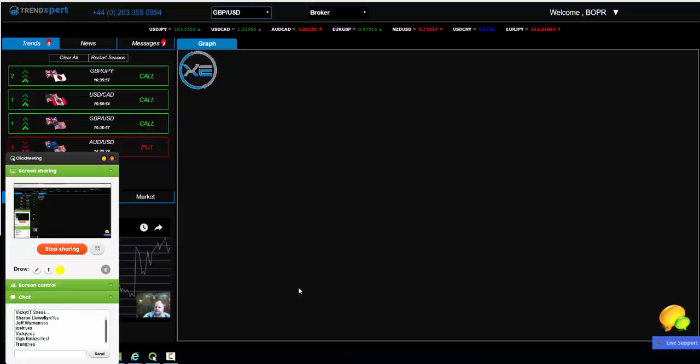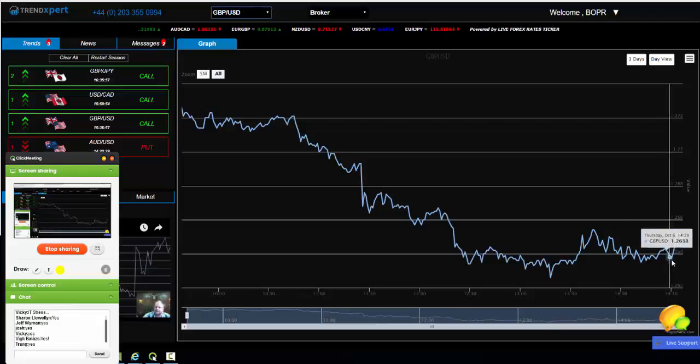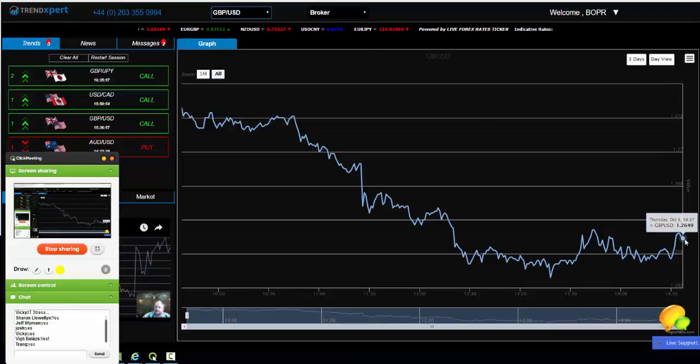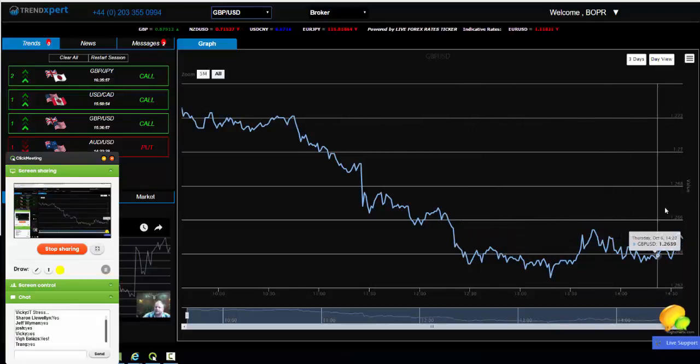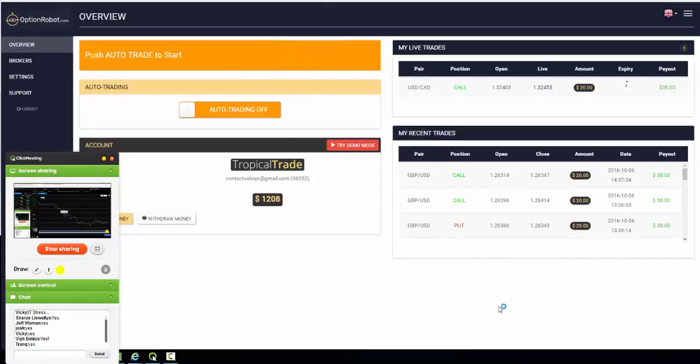Let's find out why. And this is why right now, if it loads, there we go. Because there's a spike here. Okay, but it's slowly starting to go down. So what we're looking for right now on Trend Expert is a small spike going upwards. Okay, fantastic. It looks like it's finished.